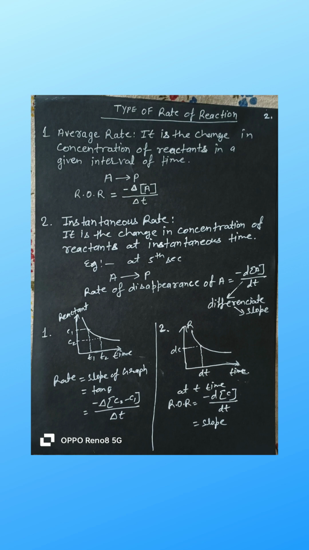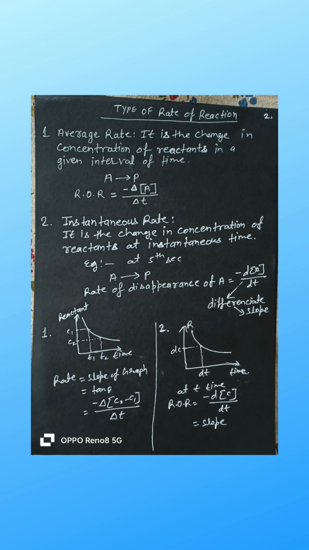Graph 2, instantaneous rate. Now look at the second graph. Here we are not taking 2 times. We are focusing on only one particular time, called time t. That is why it is written, at time t. At this point, a straight line is drawn which just touches the curve and does not cut it. This line is called a tangent. This tangent shows how fast the reactant is decreasing at that exact moment.